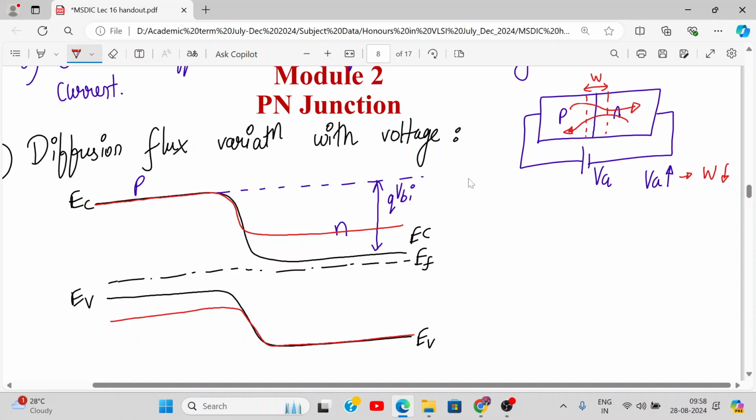So what has happened? This barrier which was VBI, which was preventing the carriers from flowing, has now become Q into VBI minus VA. Correct? The barrier is reduced now. Earlier it was how much? VBI. Now it has reduced by the applied voltage. And what is the difference between them? As you can see, it's moving away, right? So this difference over here is my amount of VA applied.